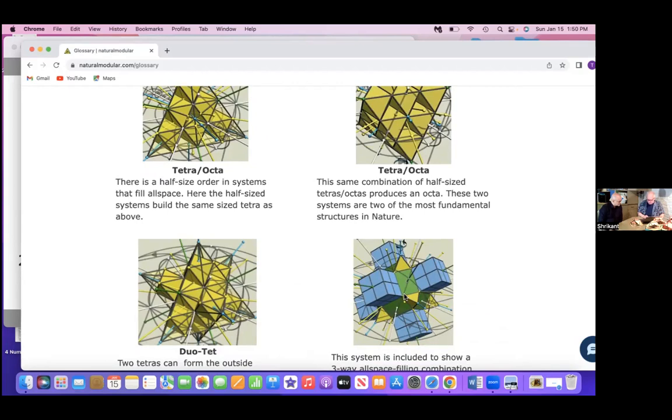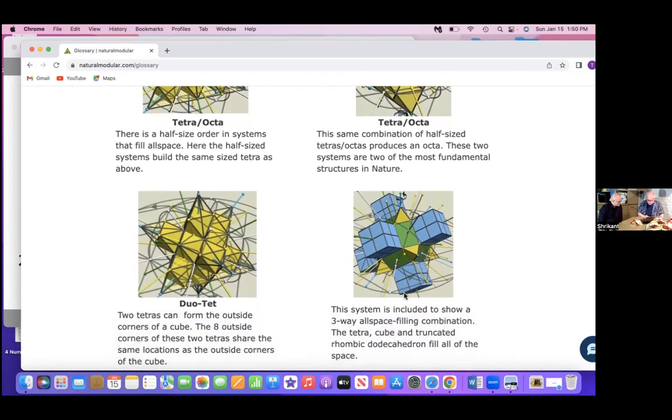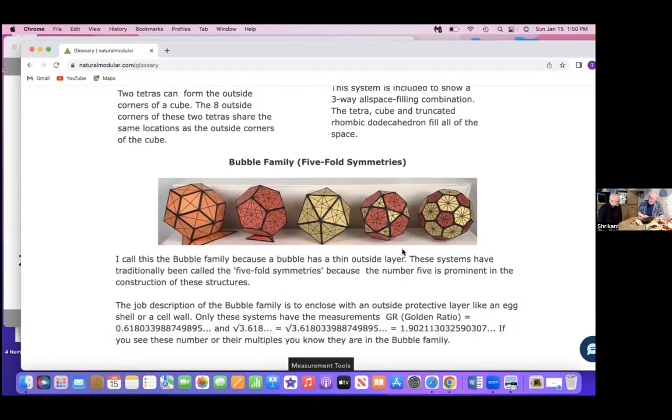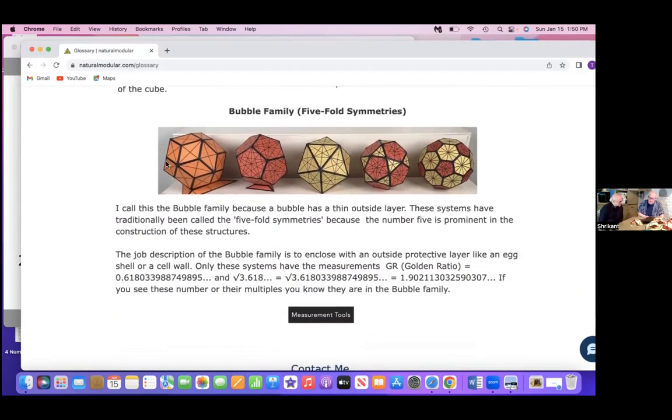And then this is the truncated rhombic dodecahedron, that all space fills with the cube and the tetra. I just found that amazing. And then the bubble family. This is the buckyball that we're not going to talk about, because it's one of the truncated, basically the icosahedron sliced off at a third instead of a half here.